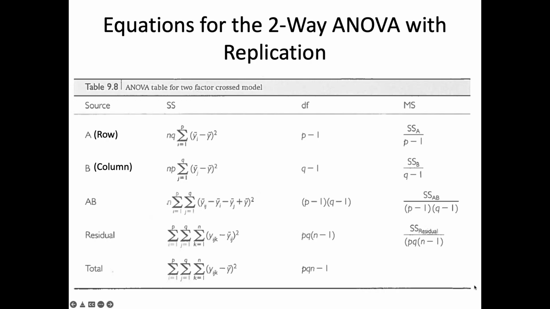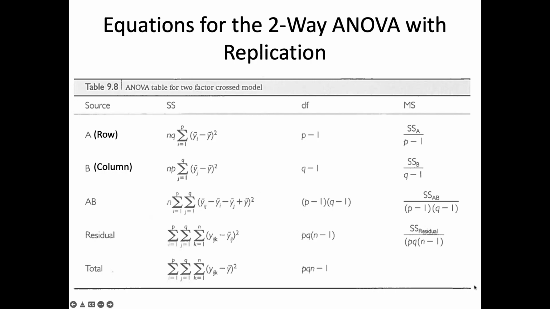This thing here, what is it basically saying? It's basically saying to calculate this, you calculate the mean of the combination of row and column, subtract from that the mean of the row, subtract from that the mean of the column, and then add to that the grand mean, square that for each of these particular combinations.